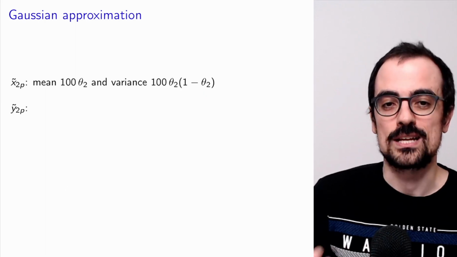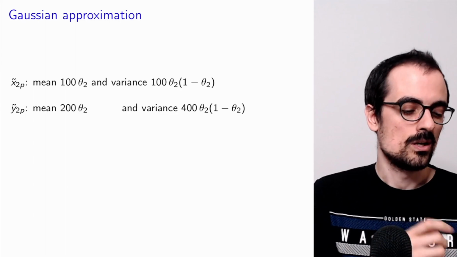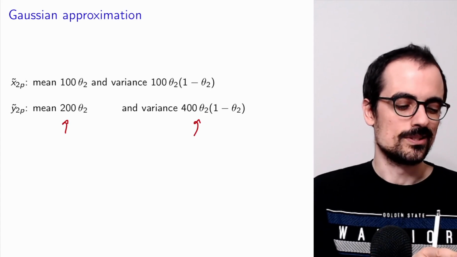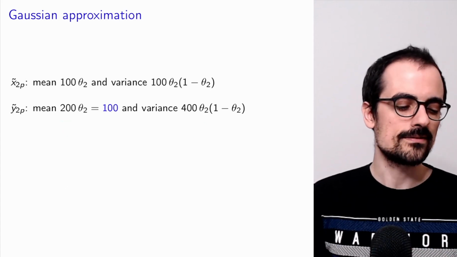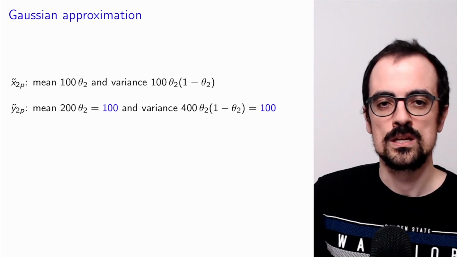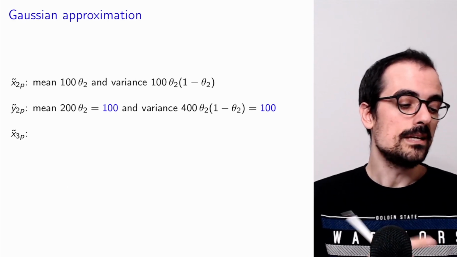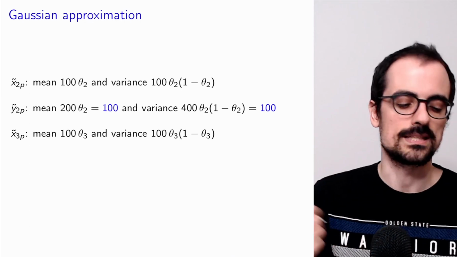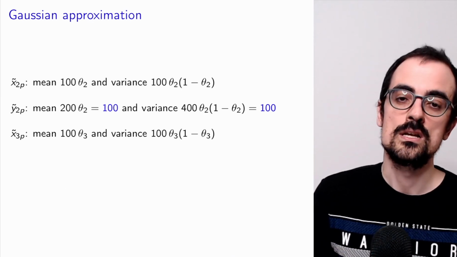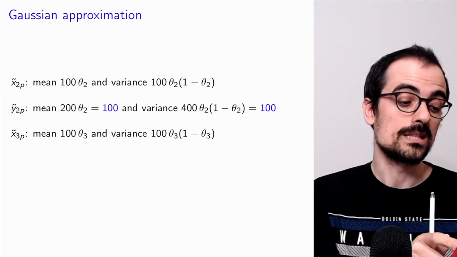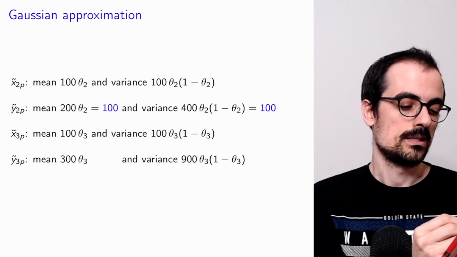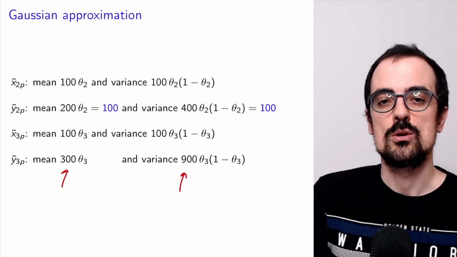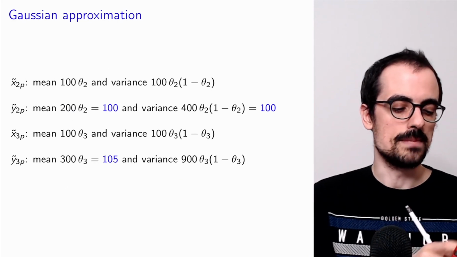Now, if that is approximately Gaussian with that mean and that variance, if we multiply by 2, we multiply the mean by 2 and the variance by 2 squared. So if we plug in theta 2 equals 0.5, we get mean 100 and variance 100. For the 3-pointers, the mean is 100 times theta 3, and the variance is 100 times theta 3 times 1 minus theta 3 for the same reason. And now we're multiplying times 3 this time. So the mean gets multiplied by 3 and the variance gets multiplied by 9. And when we plug in theta 3 equal to 0.35, we get these values for the mean and the variance.